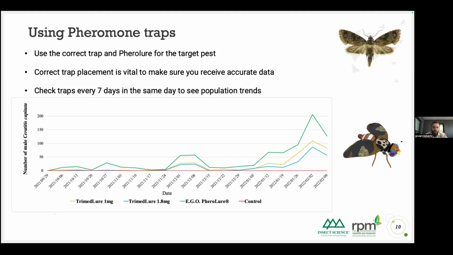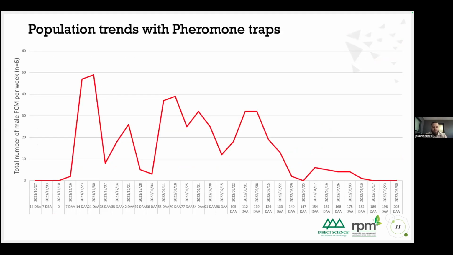So if you check on a Monday, you need to check every Monday. The importance of this is you pick up population trends and dynamics to know when the population is coming up, when it's coming down, when to act. Then this is just an example of FCM in an orchard where it was monitored.